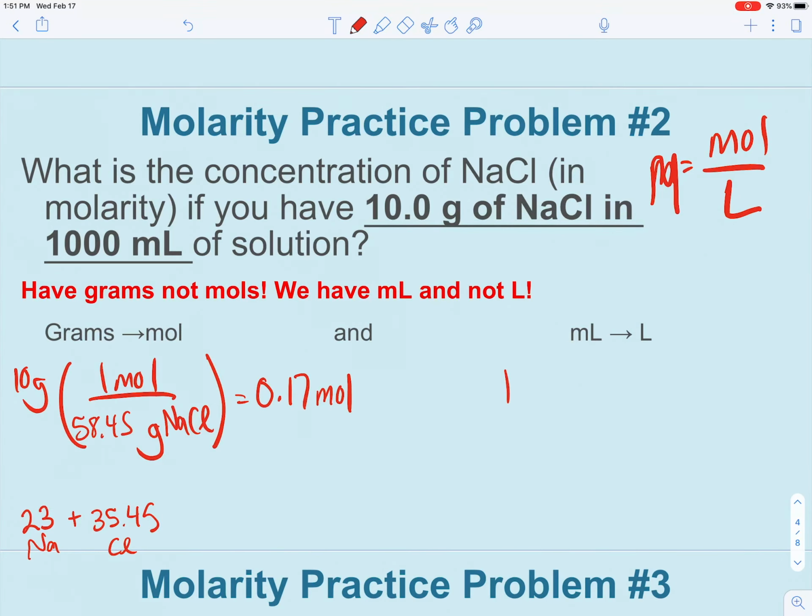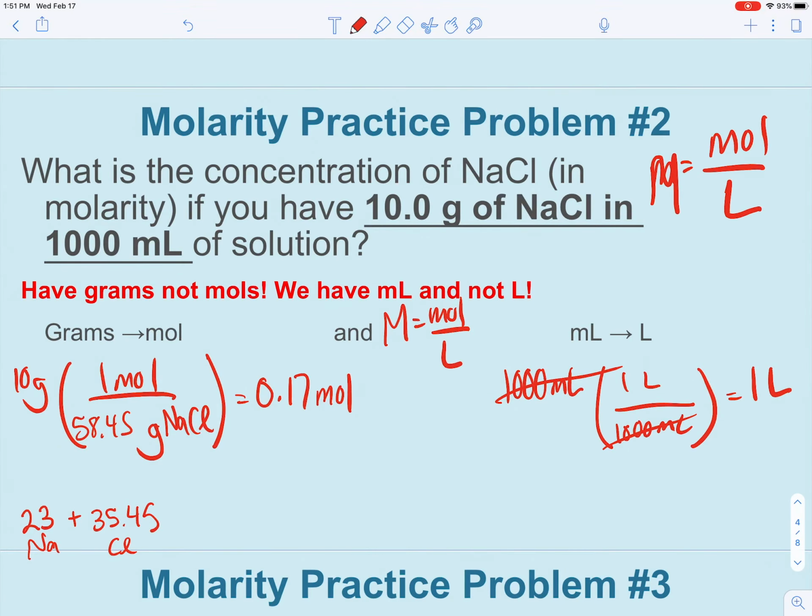Next, I want to convert my milliliters into liters, and so it's just really simple. You want to divide by 1,000. And I'm left with 1 liter, so that makes it a lot simpler. Now we can plug into our equation. Again, our equation is M is equal to moles over liters. I have moles. I'm just going to divide that by the 1 liter, and that'll give me my final answer, 0.17 M.